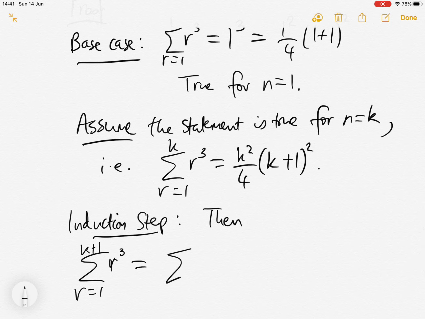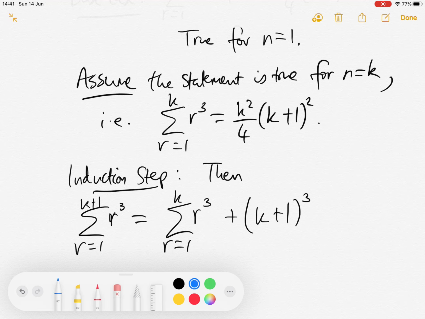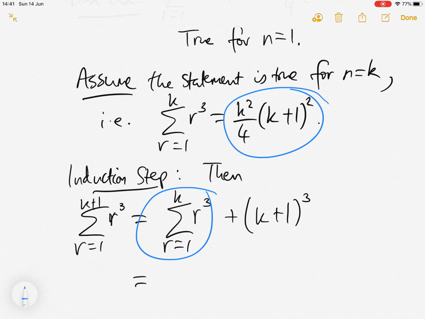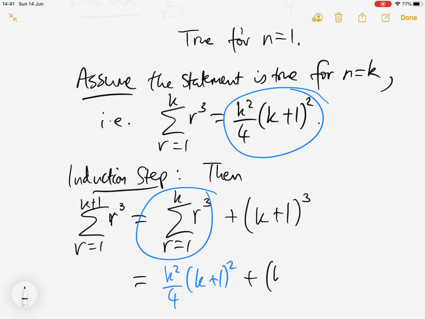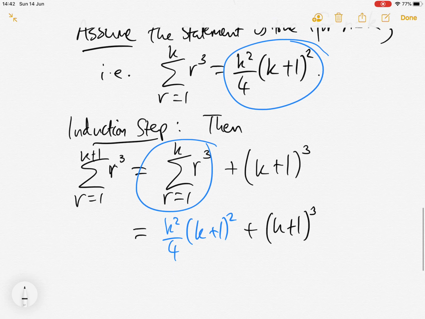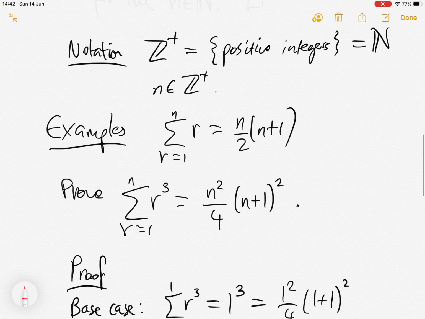I can split it up as the sum from r equals 1 to k, and then I can add the last term, k plus 1 cubed. And then I can use my assumption to replace this thing with my assumption here. So this is k squared over 4 times k plus 1 squared. And then I've still got this term on the end, this k plus 1 cubed. And then I somehow have to do something with this, because what I'm aiming for is to show the statement is true for k plus 1.